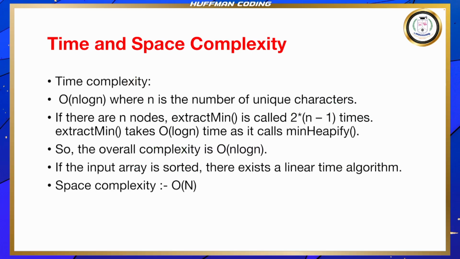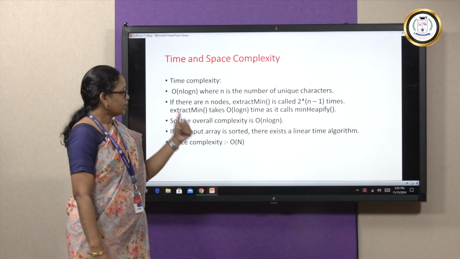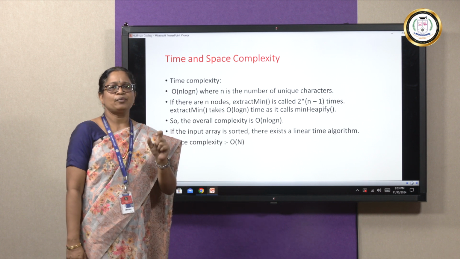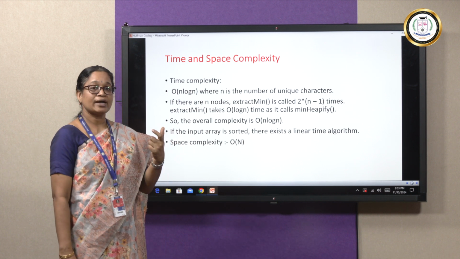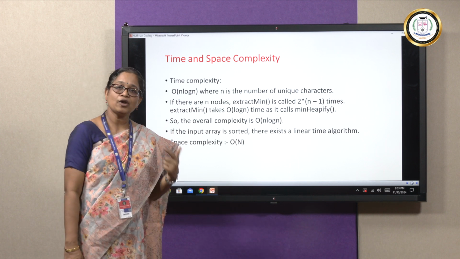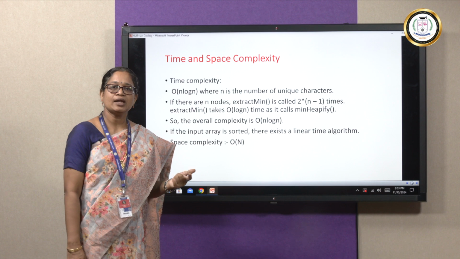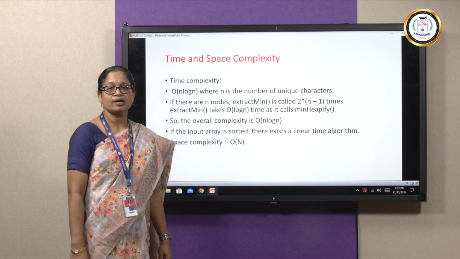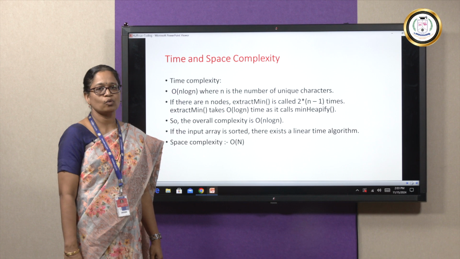We are going to discuss the interesting part, that is the analysis part. What is the time complexity and space complexity of Huffman coding? Here the extract minimum, actually at each step we find the minimum frequency nodes from the given characters. So for extracting that minimum node, it takes log n time. So if there are n nodes, the time is given by n log n. Okay, so the overall time complexity of Huffman coding is big O of n log n. And the space complexity is a linear one, which is denoted as big O of n.